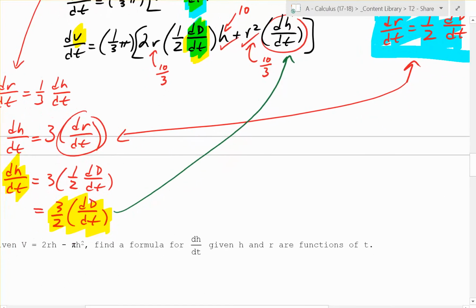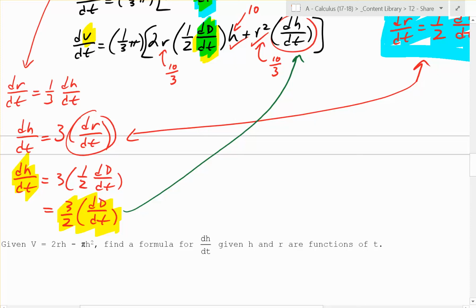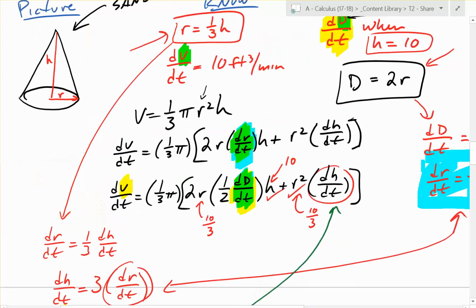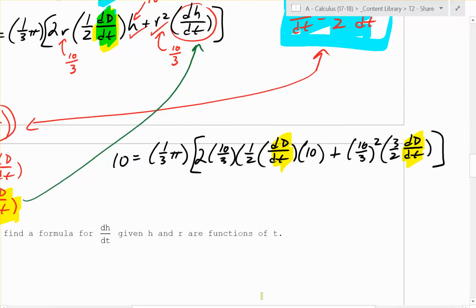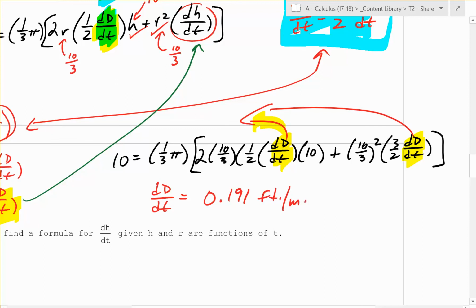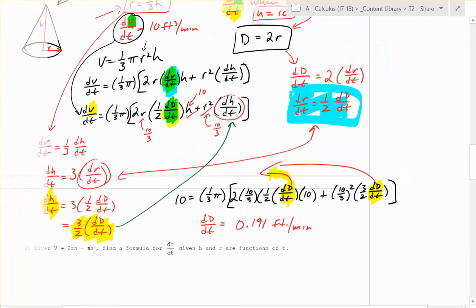So what does this mean? Let's do all those substitutions, and all we'll be left with is dd dt. So if we do that with one more substitution, we know that dv dt is that one right there. All I've done is I've substituted in everything we need to know. So now if you factor out the dd dt's and do the division, you do end up with a relatively nice answer, but you need to use your calculator to get a decimal. You end up with 0.191 feet per minute.